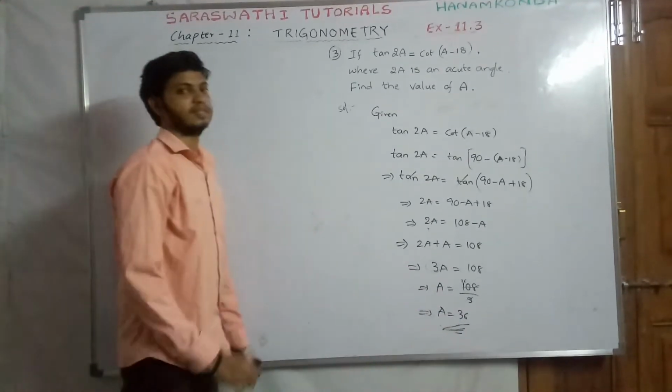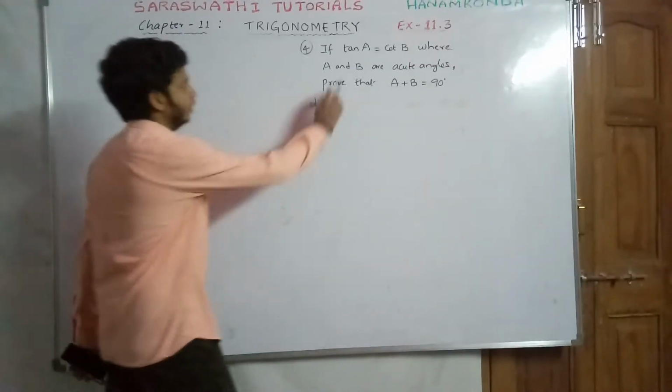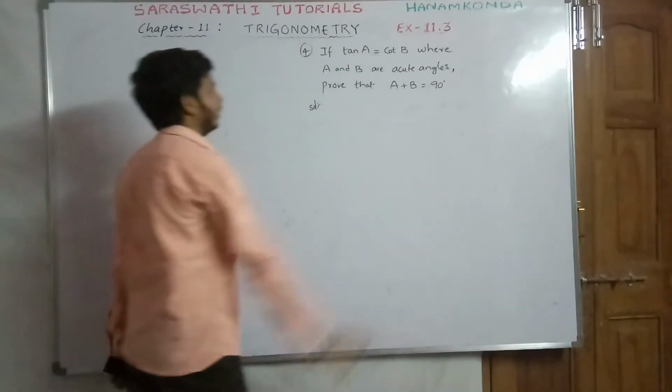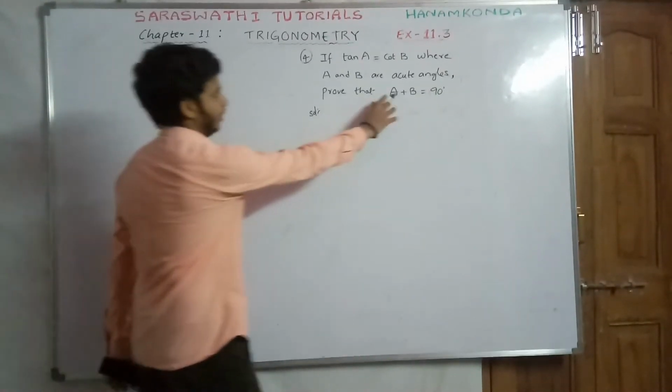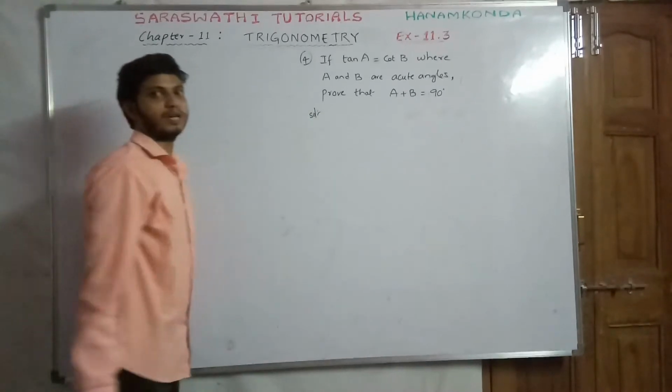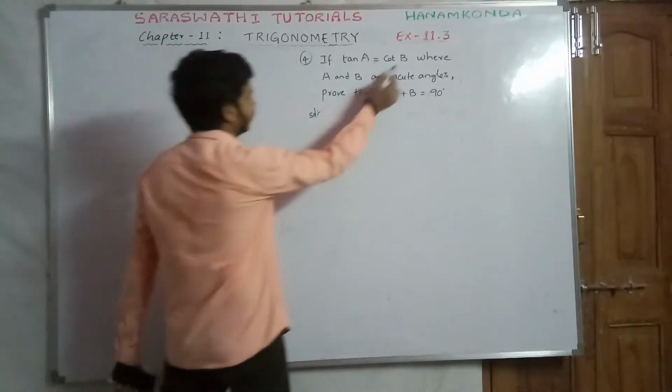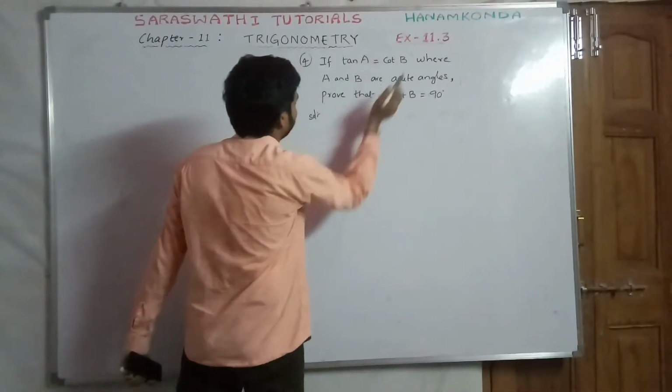This is the answer. We shall discuss the next question. The next question is, if tan a equals cot b, where a and b are acute angles, then prove that a plus b equals 90 degrees. Okay, we have to prove that a plus b equals 90 degrees. So first write the given condition. So the given condition is tan a equals cot b.